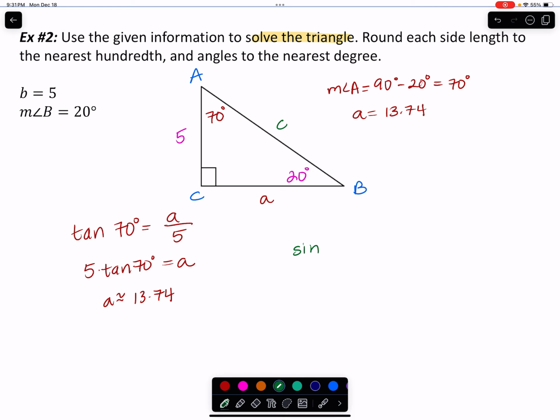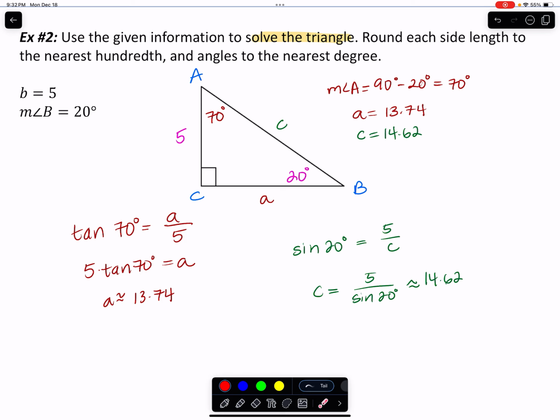So if I say sine of 20 degrees is equal to 5 divided by c, I can try and isolate c. If I multiply both sides by c, it'll be c times the sine of 20, and then I would divide by the sine of 20. So c is equal to 5 divided by the sine of 20 degrees, and that's going to be roughly 14.62 units. So the length of side C is 14.62 units.